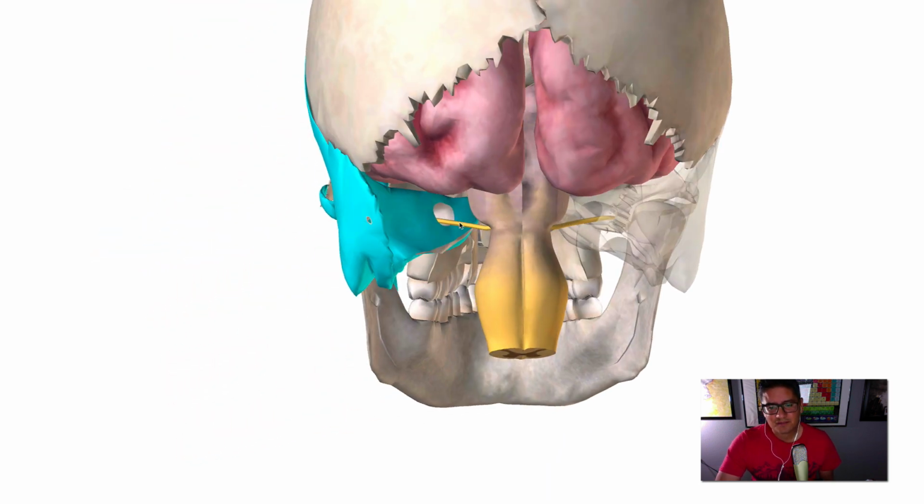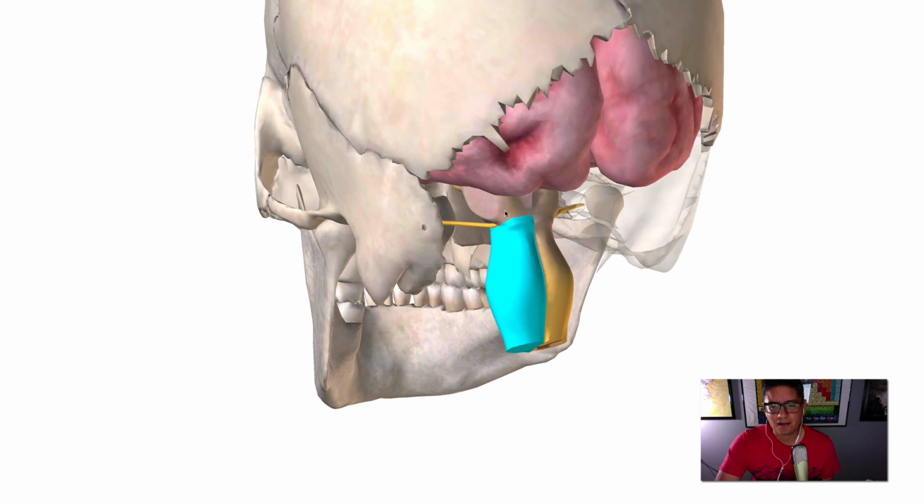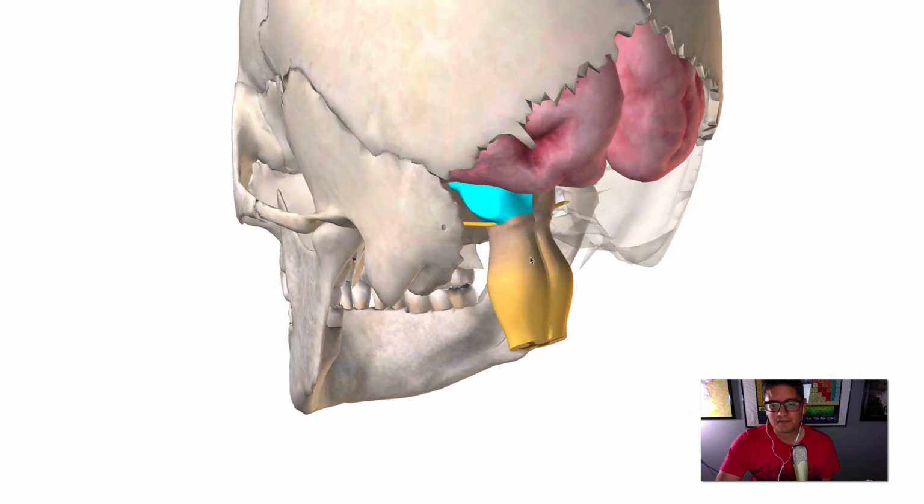And then the signal makes its way inside of the skull through the vestibulocochlear nerve and into your medulla oblongata and your pons. And then, of course, that signal travels up into your brain and it's processed.